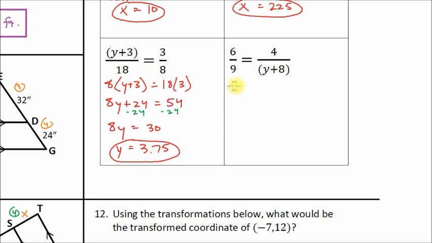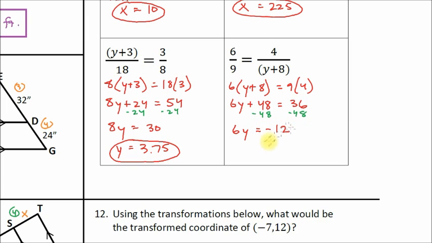Last one, we're going to multiply 6 times y plus 8, and that's going to be equal to 9 times 4. Let's distribute. 6 times y is 6y. 6 times 8 is 48. 9 times 4 is 36. Now we're going to have an unusual situation here. Looks like we're going to end up with a negative number. That's no big deal. Let's subtract 48 from both sides. You're going to end up with 6y equals negative 12. Now we divide both sides by 6, and you're going to end up with y equals negative 2. There's your examples. Hope you're being successful on these.